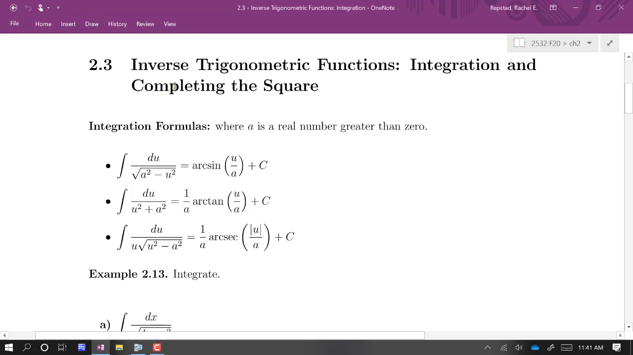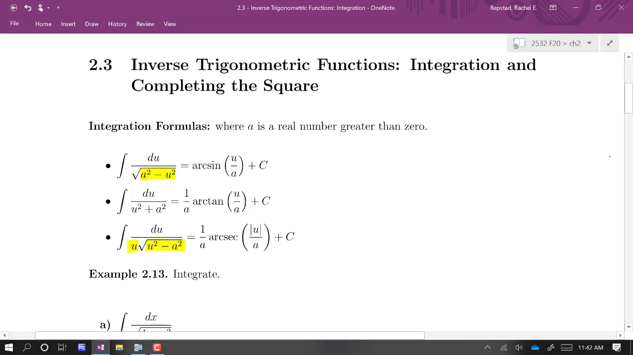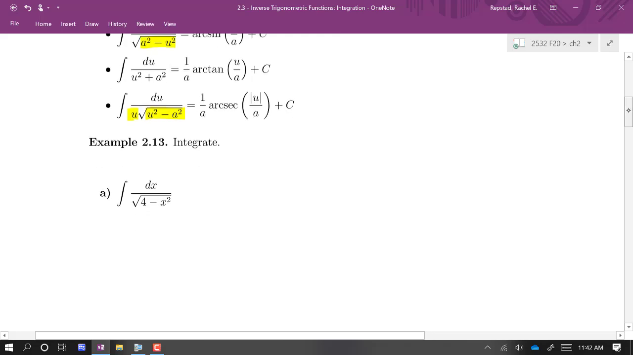u is always a function, and a is always a constant in these formulas, so just compare the order of subtraction. The order of subtraction matters, right? So with the arcsecant form, it's the function first minus the constant. Also, of course, we've got that factor of u outside that makes it stand out a bit. So let's do some practice.